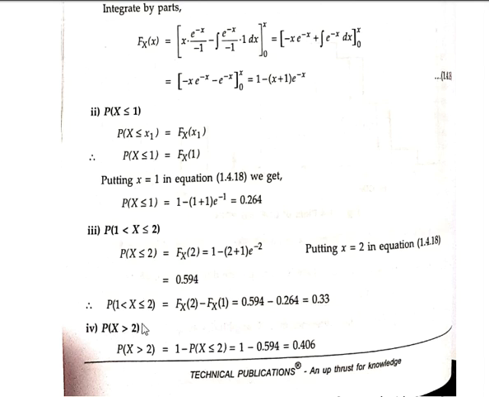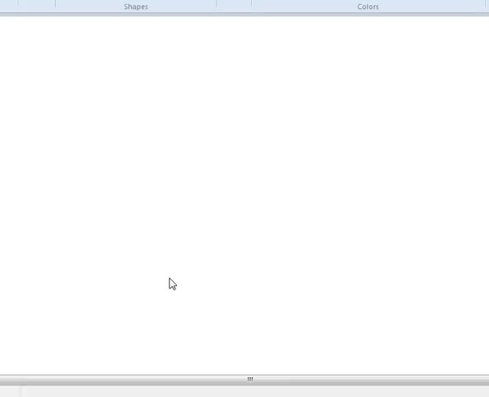And similarly, for x greater than 2, we have to substitute 2. So P of x greater than 2 means it is the value which we have found for x is 2, that is 0.594, and for x greater than 2 means up till 2. We know that up till 2, whatever is the value. So let's say this is 2.